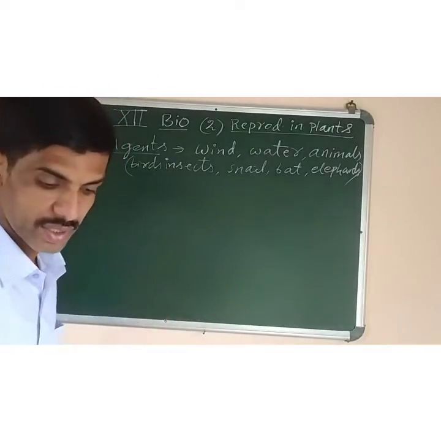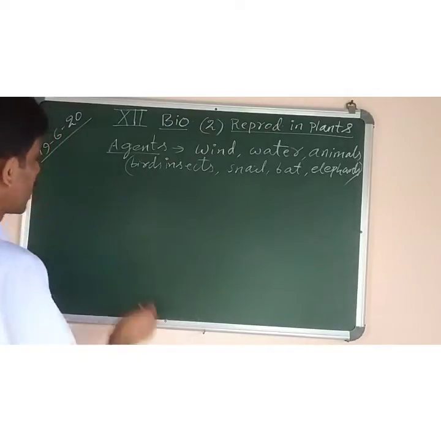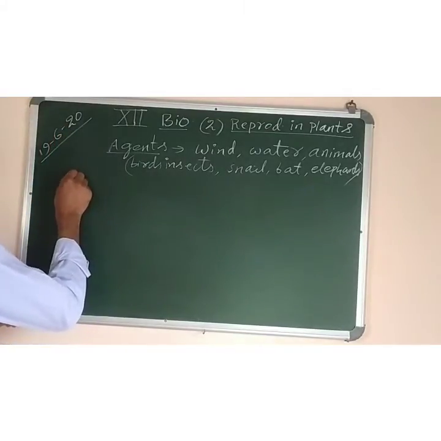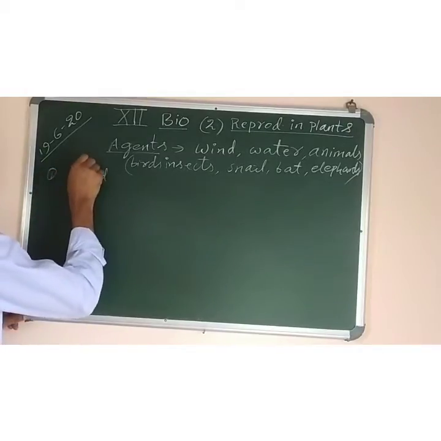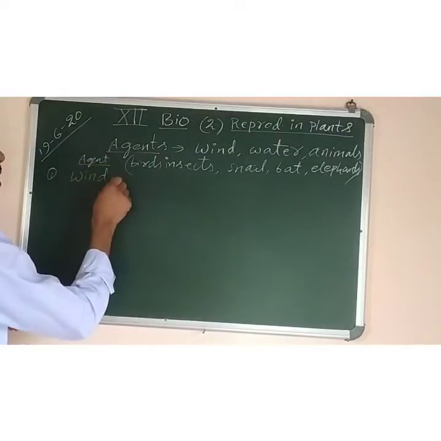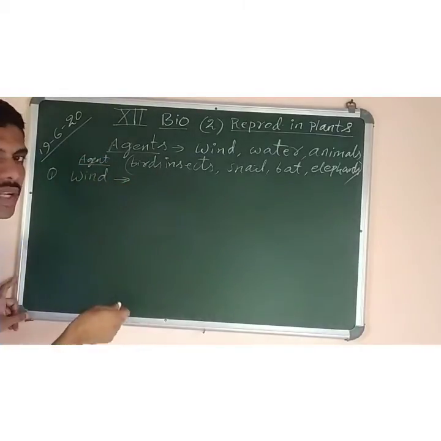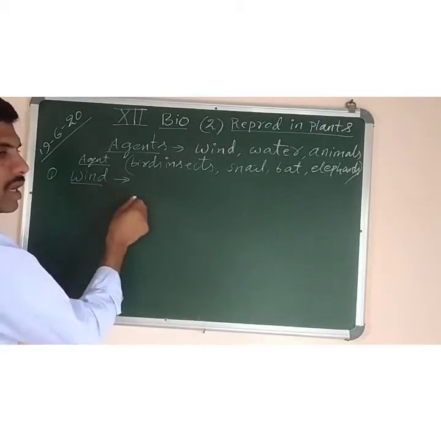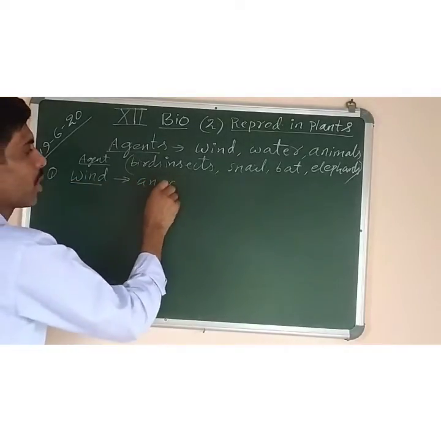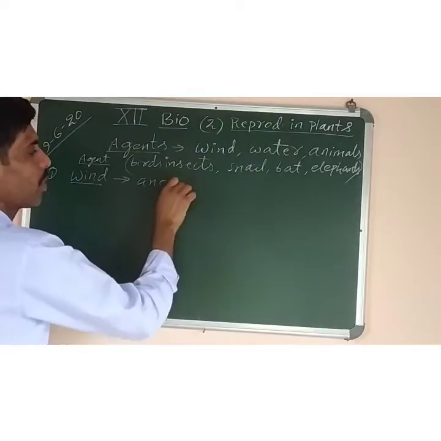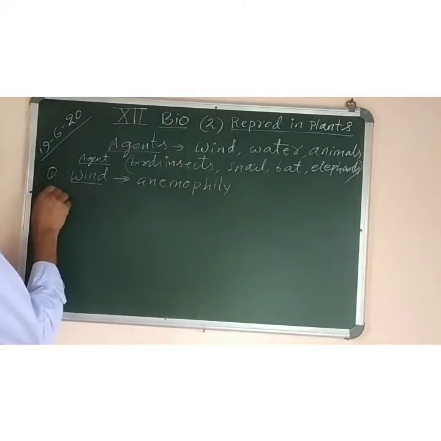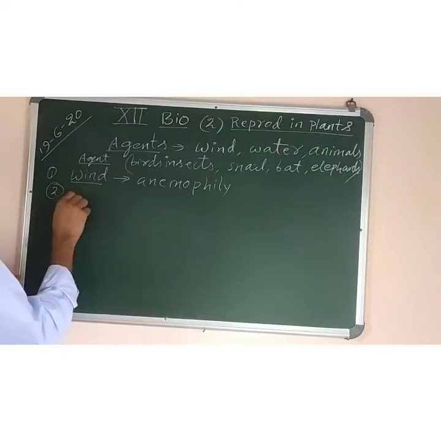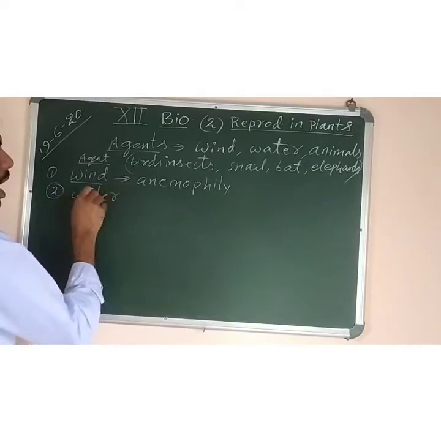Now next is anemophily. What is the meaning of anemophily? I will write the name of the agent here, like wind. Pollination by wind, the pollinating agent wind. Such type of pollination, which is done by wind, is called anemophily, A-N-E-M-O, P-H-I-L-Y. Similarly, if pollination is done by water, it is called hydrophily.